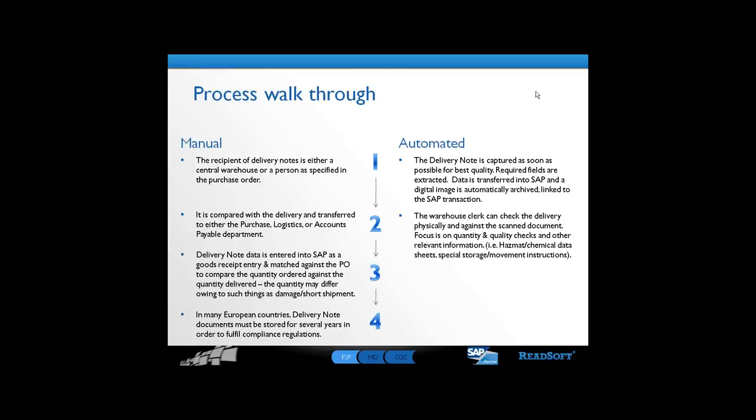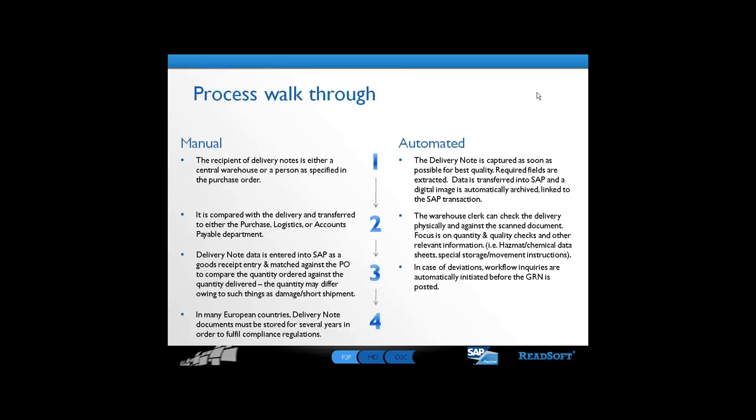Then, of course, your warehouse is more concerned about the quantity and the quality. So have we been shipped the right amount of things that we've ordered? Are the boxes in good condition? Are there any problems with the delivery? Is there any other relevant information that I need to concentrate on? For example, hazmat or chemical data sheets, or special storage or movement instructions. Very important stuff about the quality of the items coming into you.